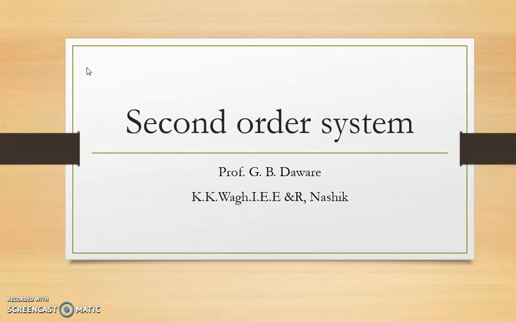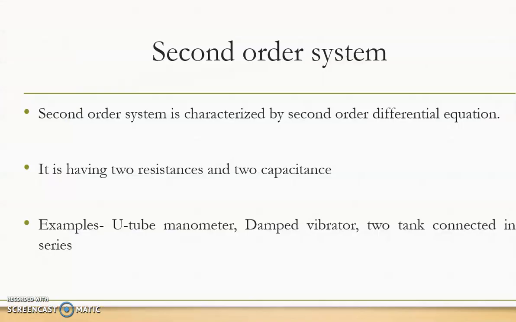Today we will try to learn second order system. A second order system is one characterized by a second order differential equation. It has two resistances and two capacitances. Examples of second order systems are the U-tube manometer, damped vibrator, and two tanks connected in series. So these are basically examples of the second order system.